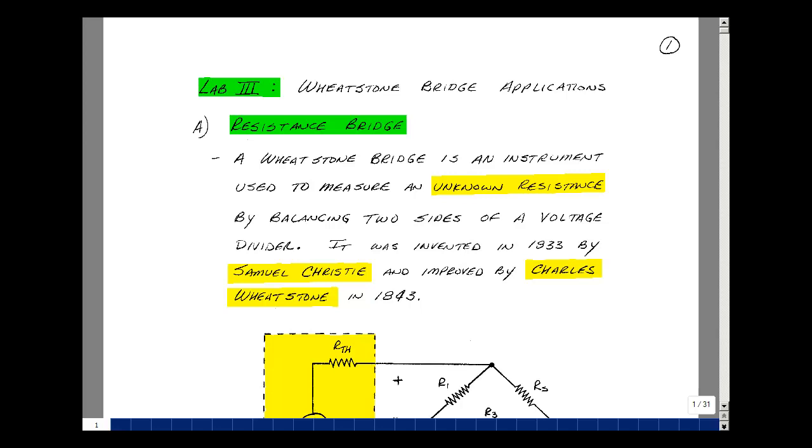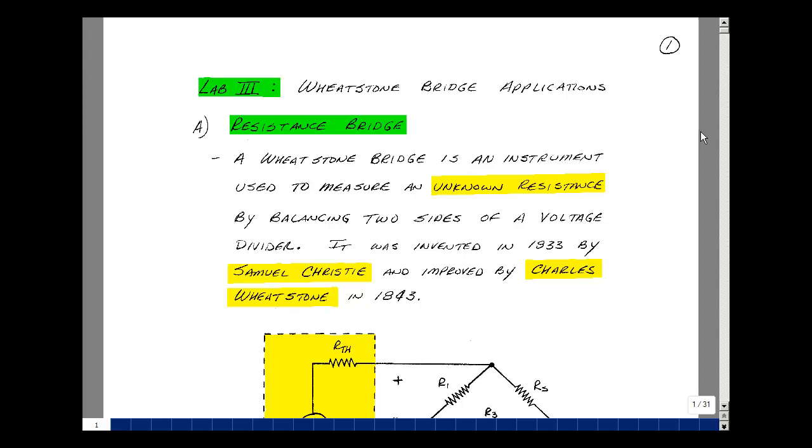This lesson deals with lab number 3, which is Wheatstone bridge applications. A Wheatstone bridge is an instrument that is used to measure an unknown resistance, and it does this by balancing two sides of a voltage divider. It was first invented in 1833 by Samuel Christie. It was really improved by Charles Wheatstone in 1843.